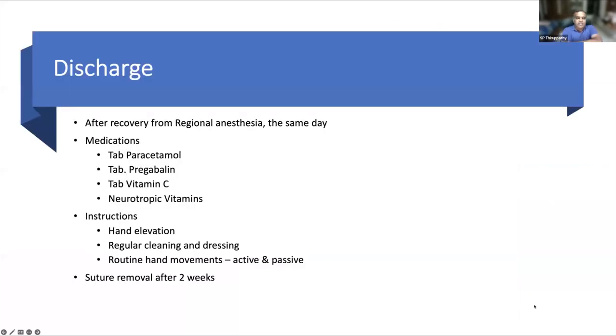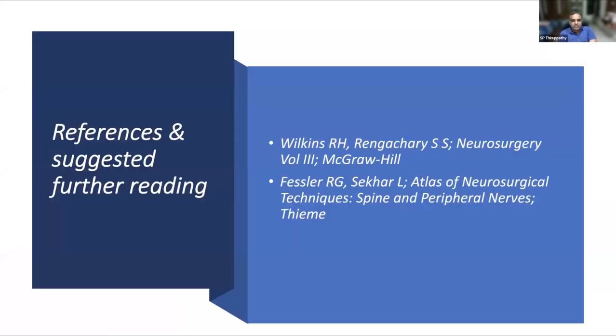Discharge after recovery from the anesthesia, it is a day care procedure, same day. The prescriptions we give are paracetamol for 2 days, pregabalin, vitamin C, and neurotropic vitamins. The instructions are hand elevation, regular cleaning and dressing of the wounds. Routine hand movements, active and passive, can be done from day one, and suture removal after 2 weeks.